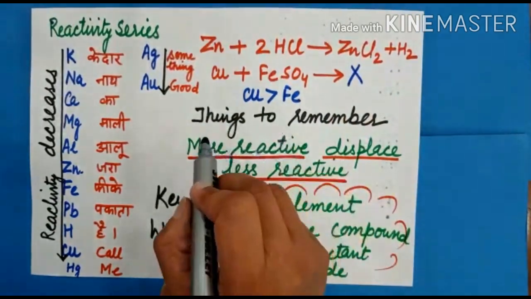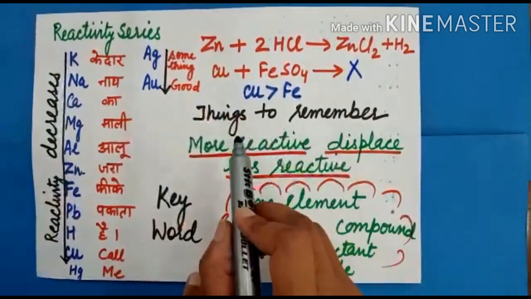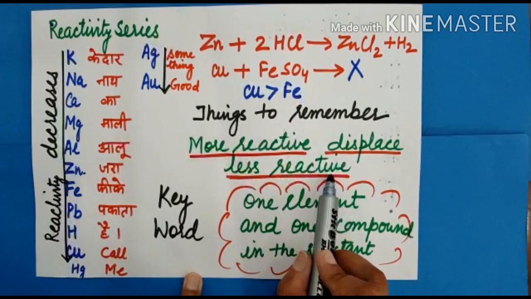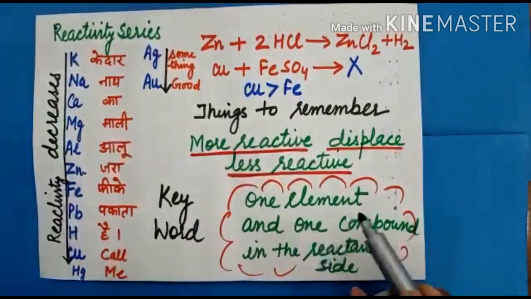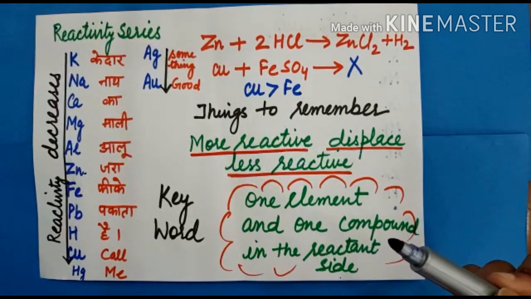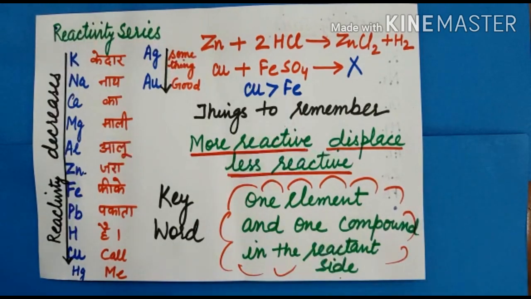So in this kind of simple, single displacement reaction, the thing to remember is that a more reactive element always displaces a less reactive element. And the keyword to keep in your mind is one element and one compound on the reactant side. Only one element and one compound should be there on the reactant side. So I hope you have understood the topic till now. In this video, I have covered 3 types of reaction.